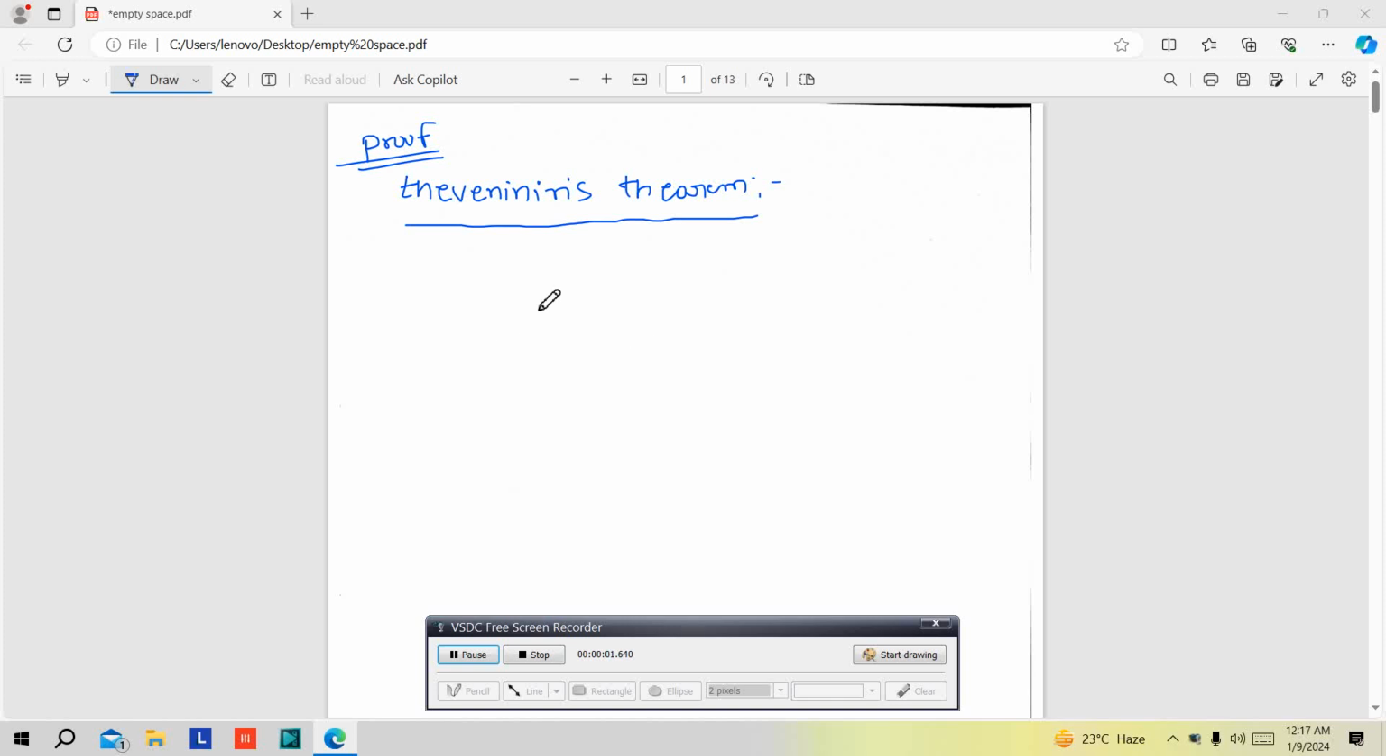I'm going to do a proof for Thevenin's theorem. I'm going to consider a simple circuit and prove Thevenin's theorem. I'm going to consider a general diagram.